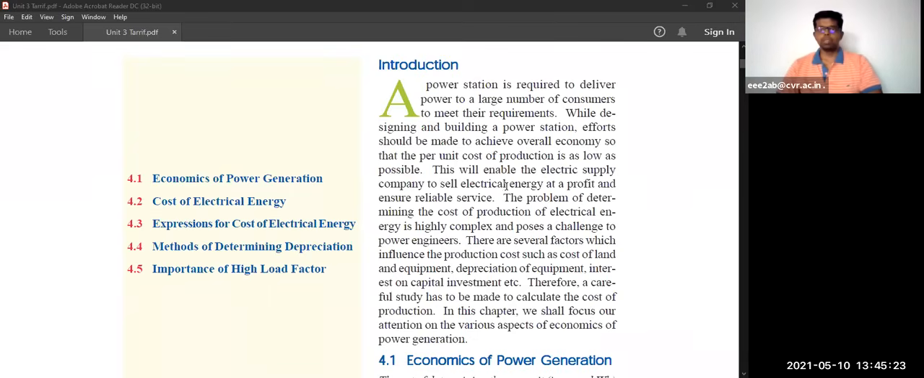This will enable the electrical supply companies to sell the electrical energy at a profit, as well as to ensure reliable service. So what is your tariff? Your tariff will reflect your generation cost, transmission cost, and distribution cost, as well as your profit.